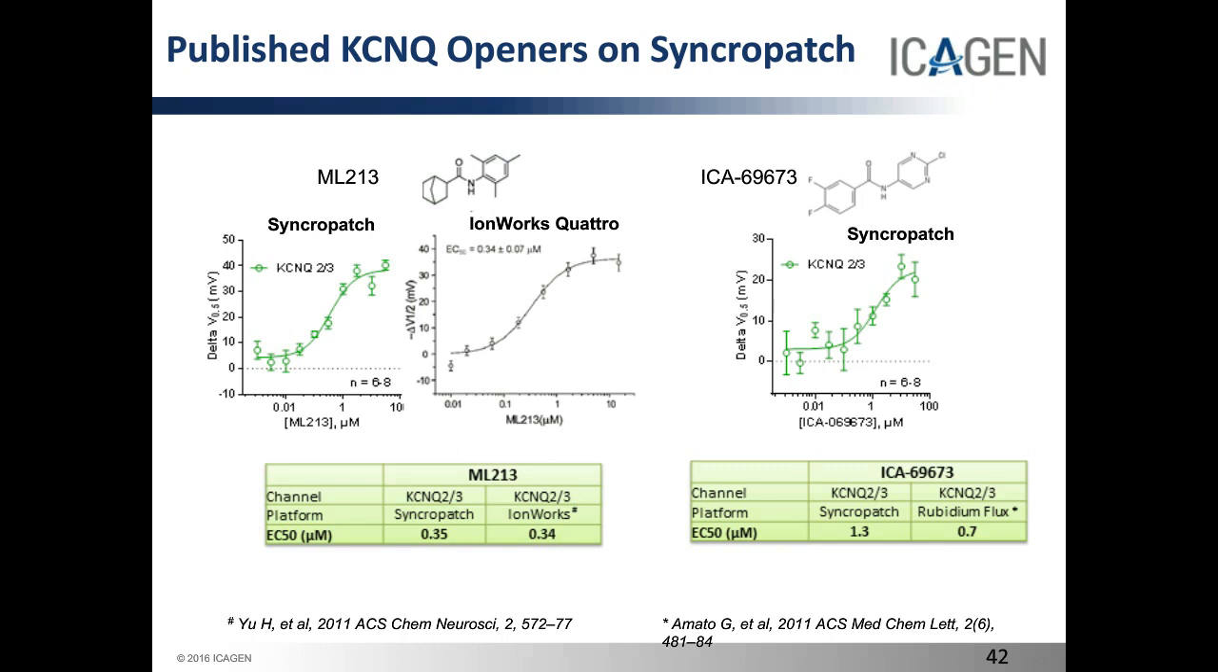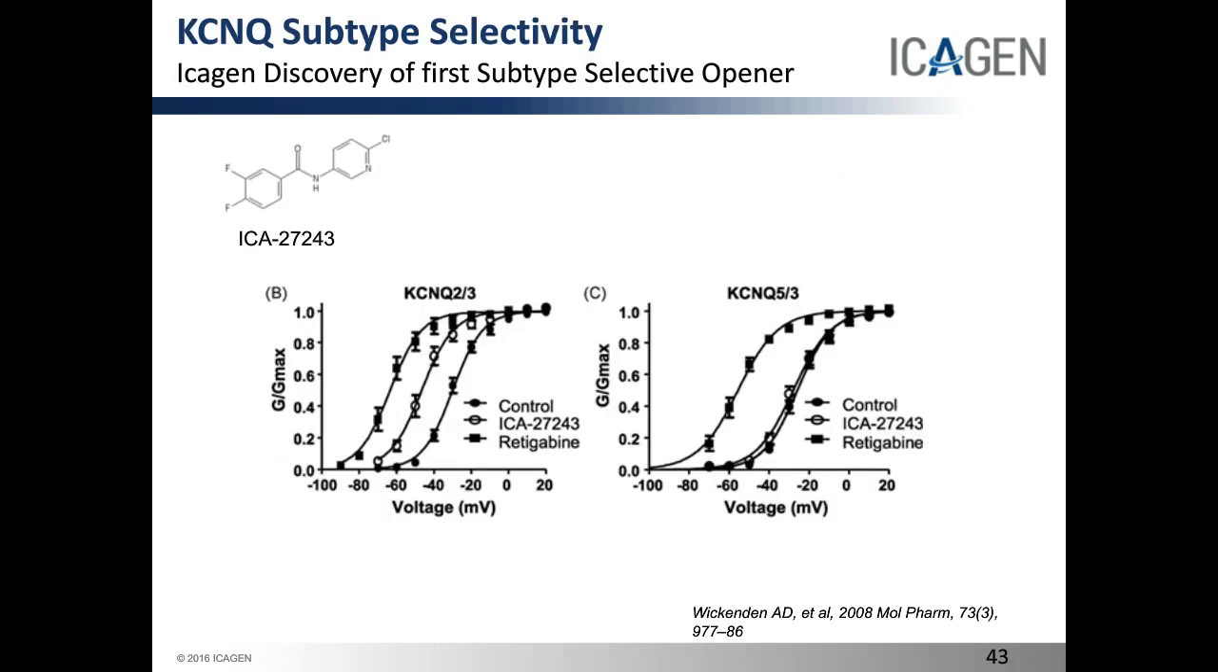But as I was saying before, we wanted to be able to run both channel types on the same chip because we're also looking for subtype selective KCNQ openers. So previously, the group here at Icagen has identified compounds that selectively open Q23 but not Q35, and one of those examples is shown here, ICA 27243.